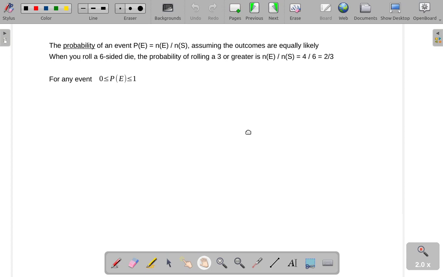The probability of an event. We write it generally P, a capital P, of the event. So this is another common function that we're going to be using in this class.